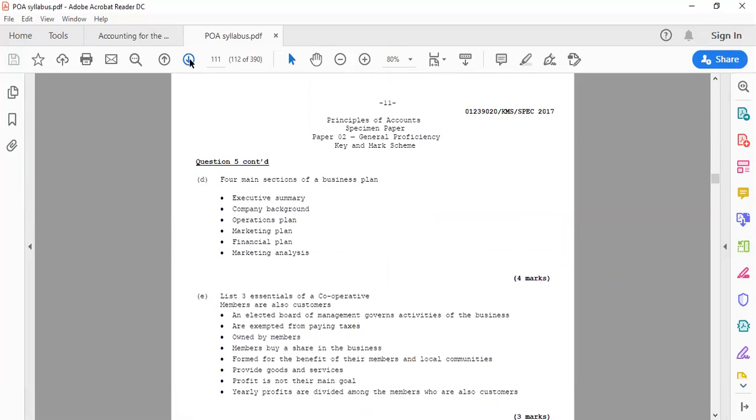Okay, 4 main sections of a business plan, and you would have gotten this straight from your handout. So some of the sections we have executive summary, which is where they summarize the entire business plan, the background of the company, operations plan, marketing plan, financial plan, and marketing analysis. Now, here they ask you for just the main section. So you're just naming the 4 main sections, but they can also ask you for a definition of the sections as well. So I would suggest you go to your handout from yesterday and you include a little definition with it as well.